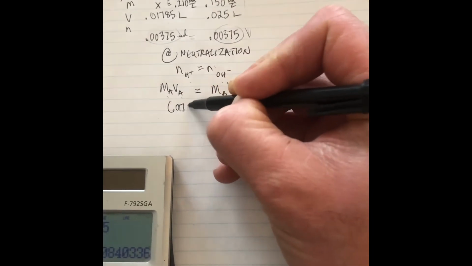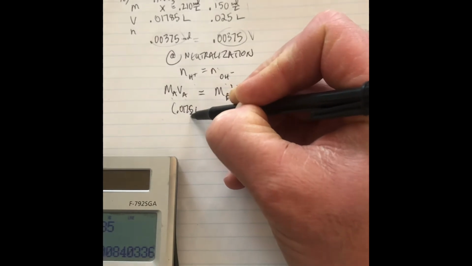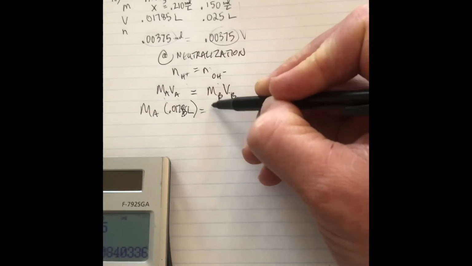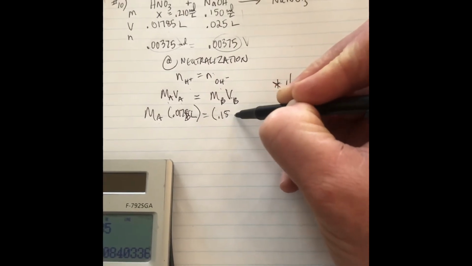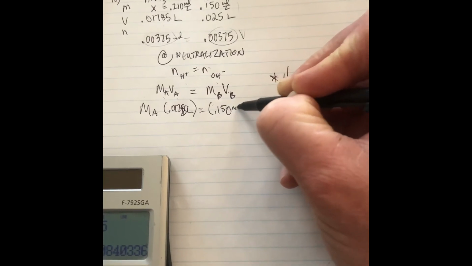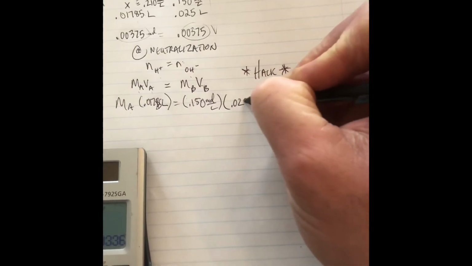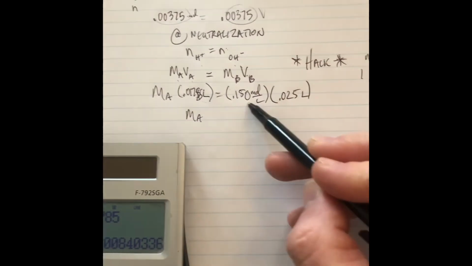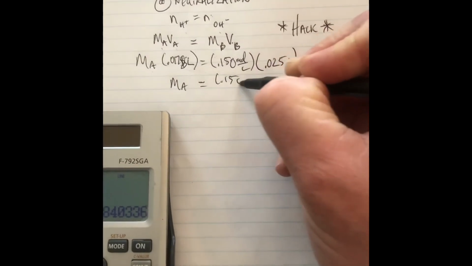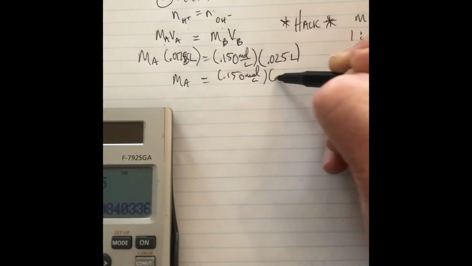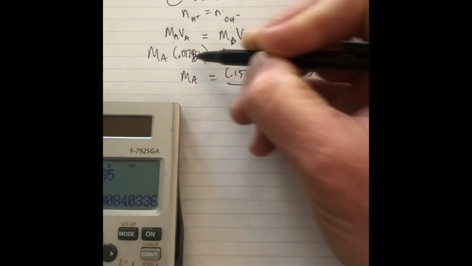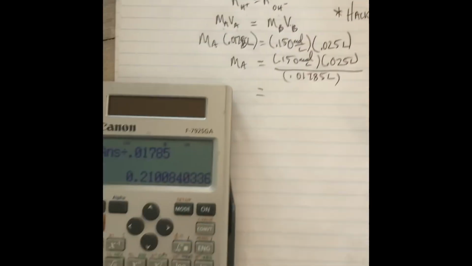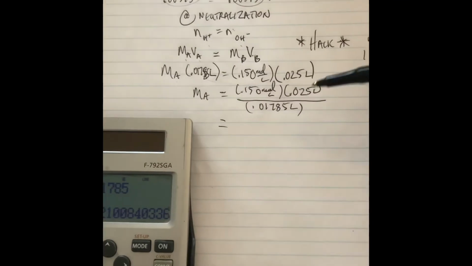So I know the volume of the acid was 0.01785 liters. I'm looking for the molarity of the acid. I know the molarity of my base is 0.150 moles per liter, and the volume of the base is 0.025 liters. So molarity of the acid is going to be equal, bring this over as division, 0.150 moles per liter times 0.025 liters, all divided by 0.01785 liters. And this is exactly what we did up in the table, but you're there essentially in one step.